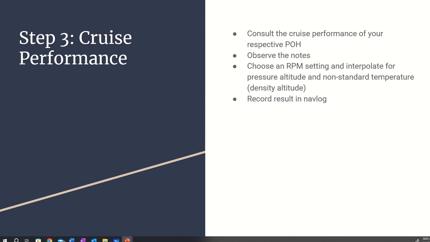So don't forget the notes when you're looking at these charts, because the notes are often very important. When you go in the cruise performance chart specifically, you need to choose an RPM setting. Remember to make sure that it is the same for the pressure altitudes that you will be interpolating between. If you want to go at 2200 RPMs, make sure it's the same for both. It's not going to be in the same exact place for both, but make sure that you choose both pressure altitudes at 2200 RPMs.